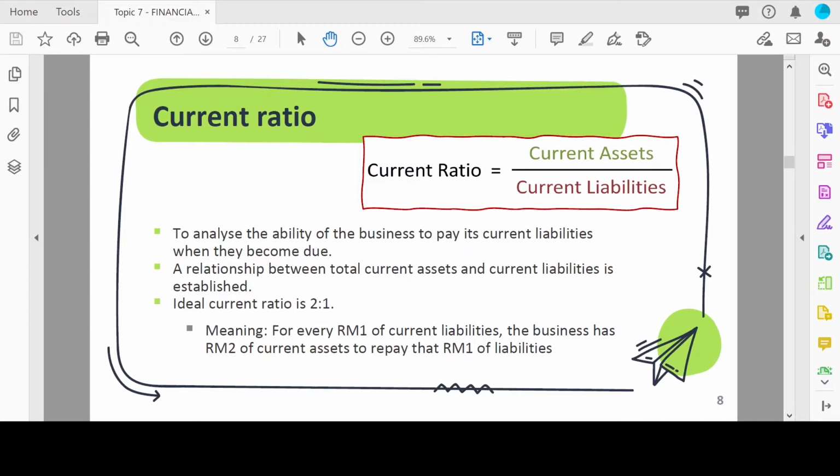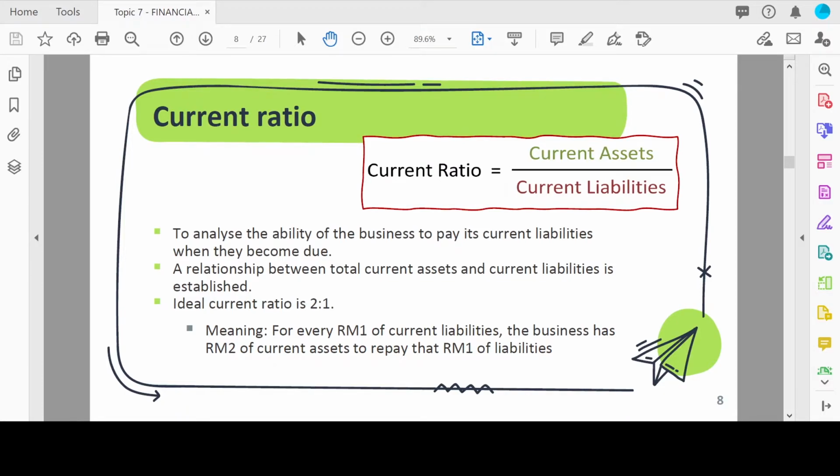So two ratios here. The first one is the current ratio. The other one is called acid test ratio or quick ratio. Here we are going to see a relationship between the current asset and the current liabilities. The formula that we are going to use is current asset divided by current liabilities. This is to analyze the ability of the business to pay its current liability when they become due using our current asset. So we are building a relationship between the current asset and current liabilities.